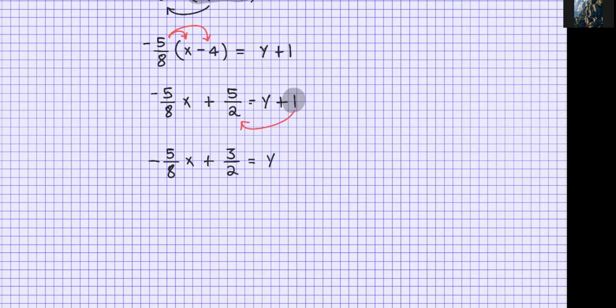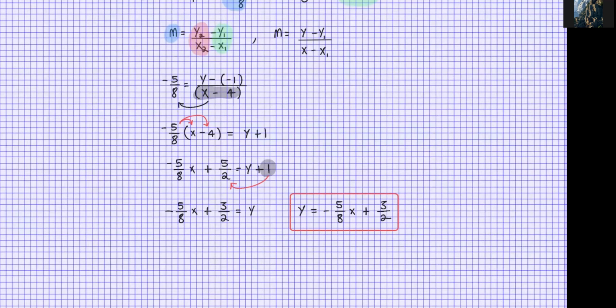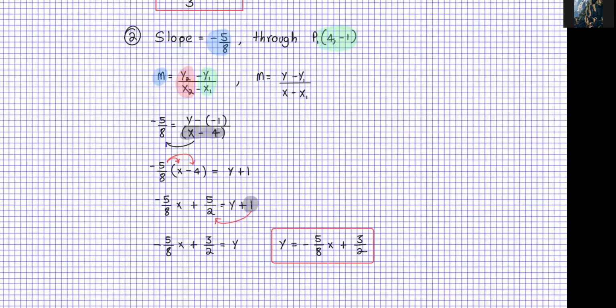So we just need to have a little organization here. That's it. We have our equation. And this is the answer. So this is the second example. Okay.